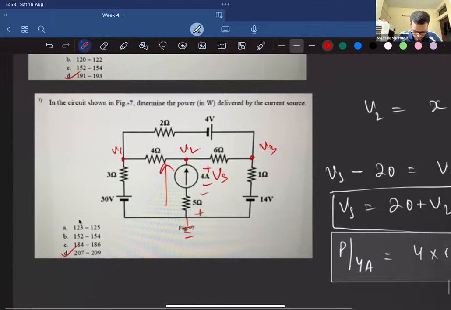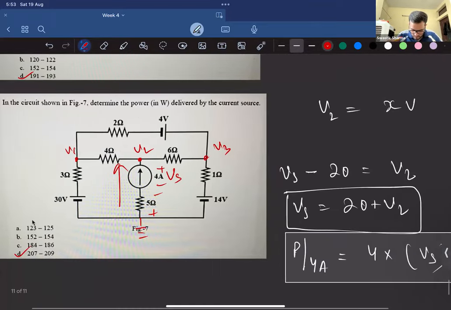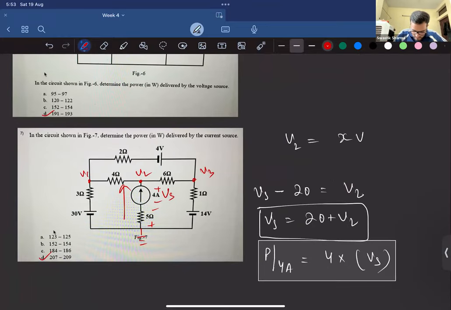Can you show the equation? Yes, ma'am. So this is the equation. You get V2 by solving nodal analysis, right? V1, V2, V3, you will get. Sir, delivered power polarity is positive, is that correct? We don't talk about polarity. If we say it's being delivered, you just leave the positive or negative out of your mind. When you say 20 watts is being delivered, you just write the magnitude of it. That's what you're required to find, the magnitude.